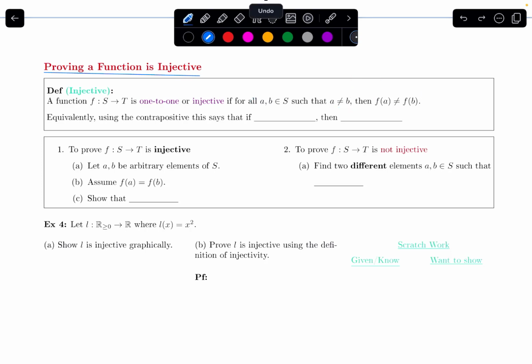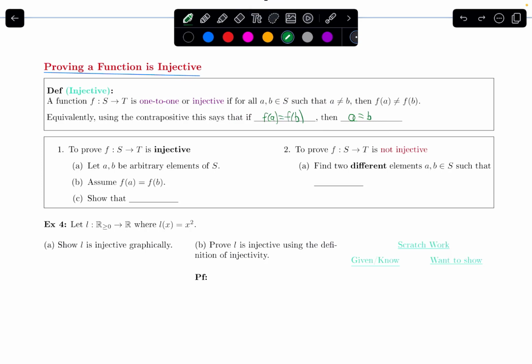Well, I can state that equivalently using the contrapositive, which would say, if the conclusion is false, meaning if f of a actually equals f of b, so if two outputs are equal, then the if part has to be false. So then a has to be equal to b. So this would be saying if the two outputs are equal, the only way for that to happen is if the inputs are equal. That's what it would have to take for it to be injective. So we typically use this structure when we do proofs of injectivity.